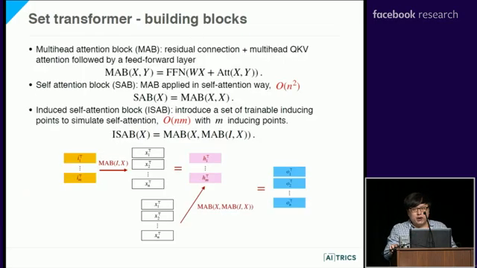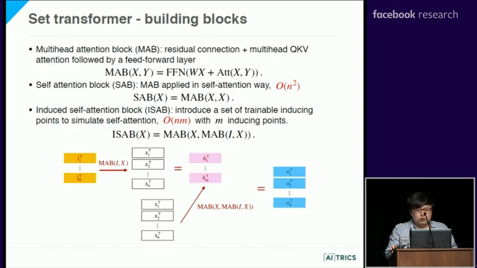So these are the basic blocks which are used in building the encoder of the Set Transformer. The multi-head attention block has a residual connection and multi-head QKV attention followed by a feed-forward neural network. And then, as I said before, the self-attention block, SAB, is built in the self-attention way. But the complexity of this SAB is O of n squared.